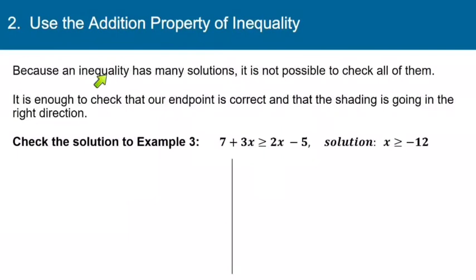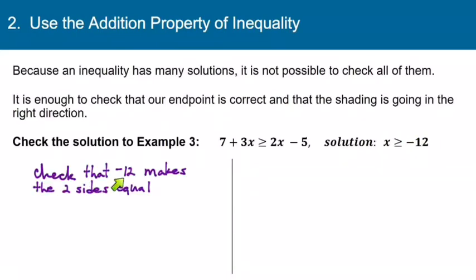Now because an inequality has many solutions, it's not possible to check all of them. But if you want to check the solution to an inequality, all you really have to do is check that the endpoint is correct and that the shading is going in the right direction. That does take 2 checks, but if you really need to check your answer, it's worth it. So let's check our solution. x is greater than or equal to negative 12. So first we will test the negative 12.